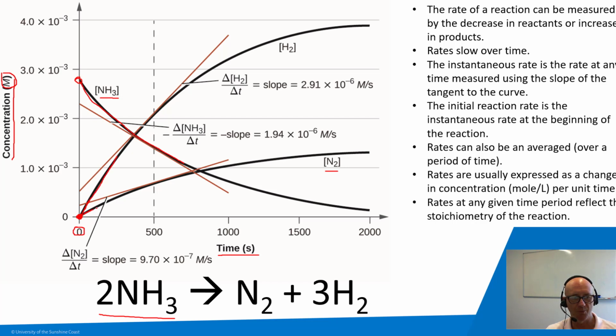I got those around the wrong way, but you know what I mean. There's N2, there's H2 going up in that direction. So that's the data. Okay, now let's try and make some sense of this data.